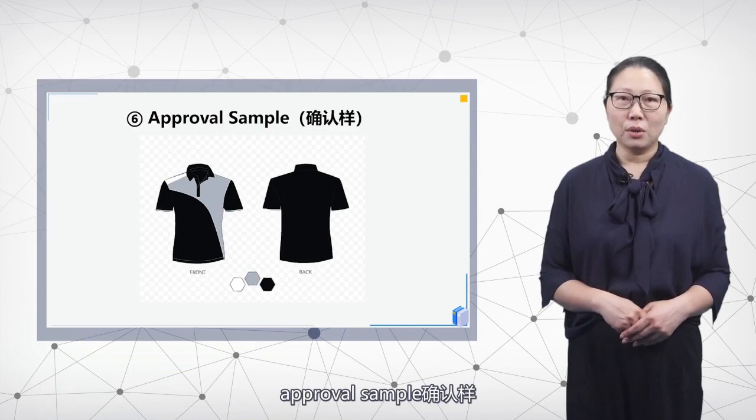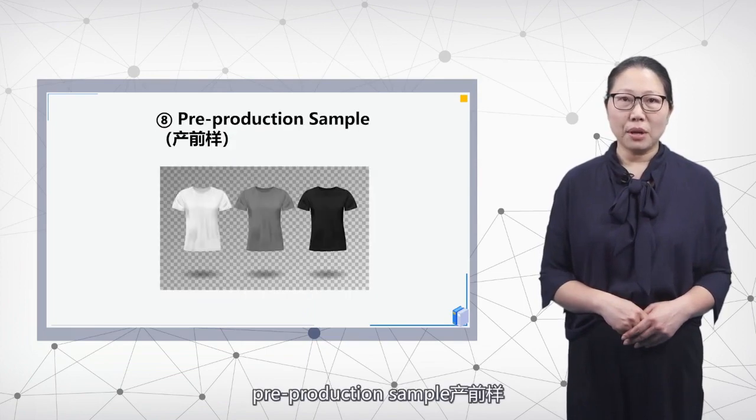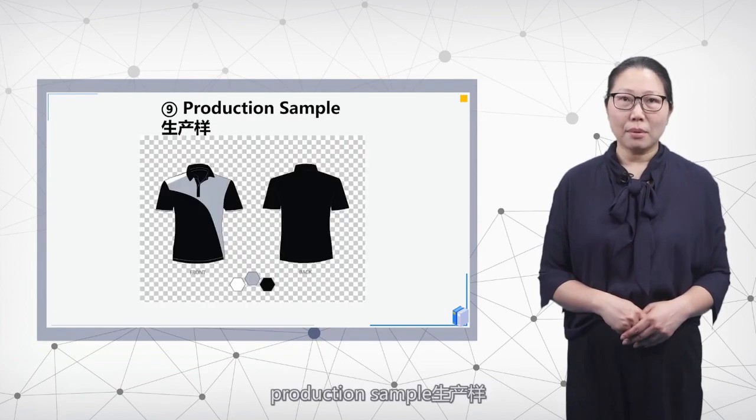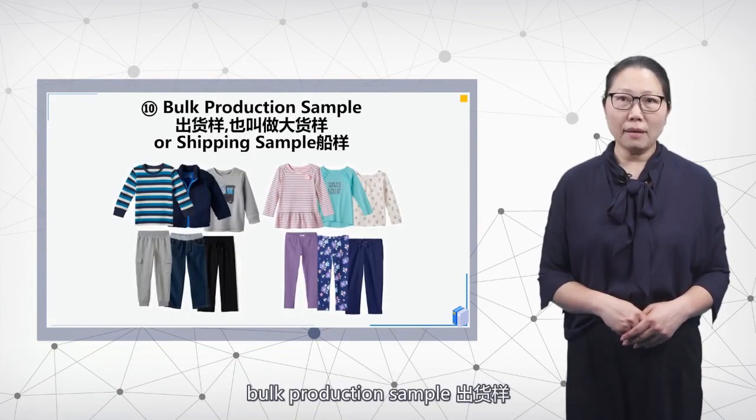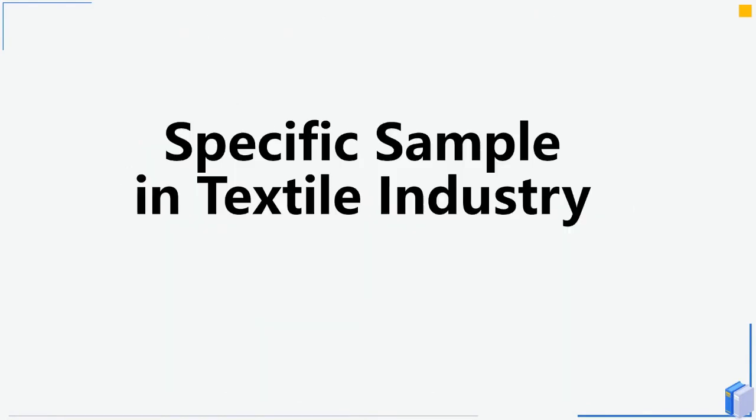Approval sample, 确认样. Deal sample, 成交样. Pre-production sample, 产前样. Production sample, 生产样. Bulk production sample, 出货样, also called 大货样. Shipping sample, 船样. Besides the above-mentioned samples, we know different business lines have their specific sample classification.